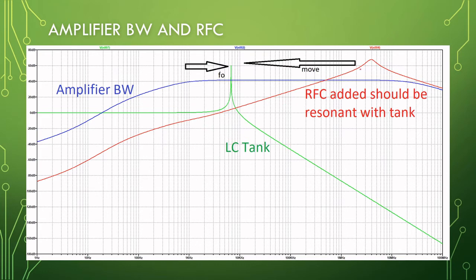Okay, if you add a RF choke, remove the collector resistor and add a RFC, the closer that this resonant peak of a choke comes to this LC tank resonant frequency, the more your output will increase. Okay, so ideally these two should line up. Something fun to play with in a simulation.